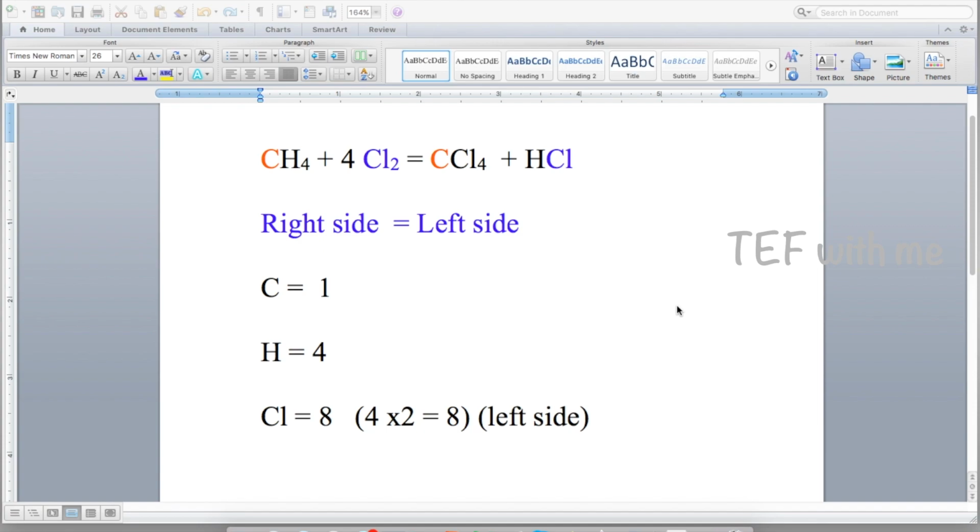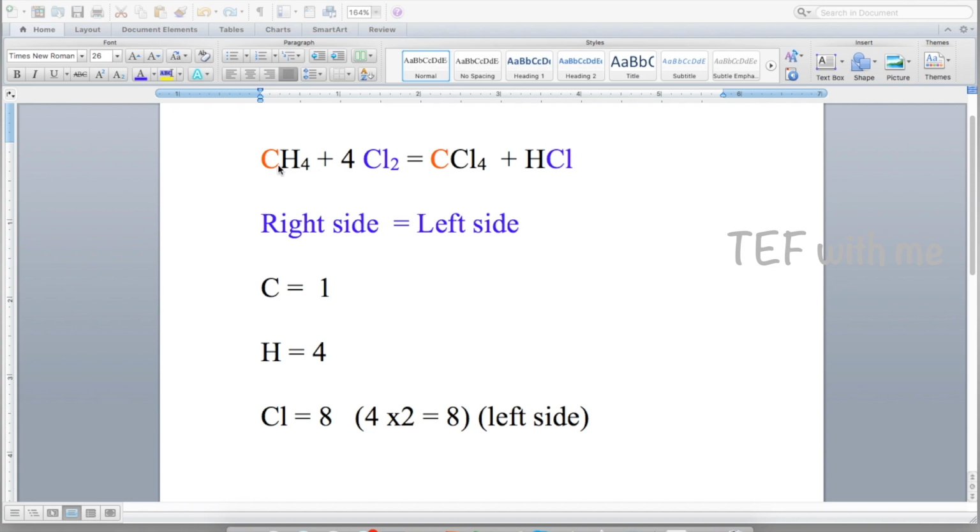Now I will tell you how to balance the equation in a simple way and how to do the stoichiometric calculation. For that I am taking this formula: CH4, which is nothing but methane, and Cl2, chlorine, and this gives carbon tetrachloride and hydrochloric acid. So now this equation is not balanced.